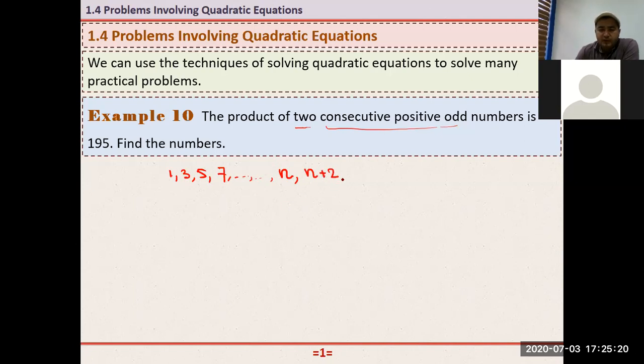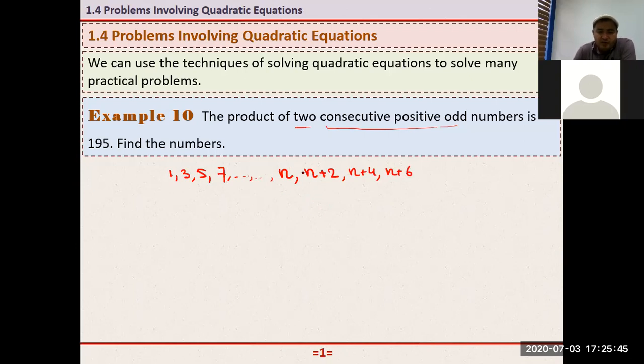N plus 2. Are you there? Mm-hmm. Because as you see here, there's a sequence of numbers. To get the next term, we should add 2, right? If we assume that this number is n, the next number should be n plus 2. The next number should be n plus 4. The next number should be n plus 6. That is the power of algebra.